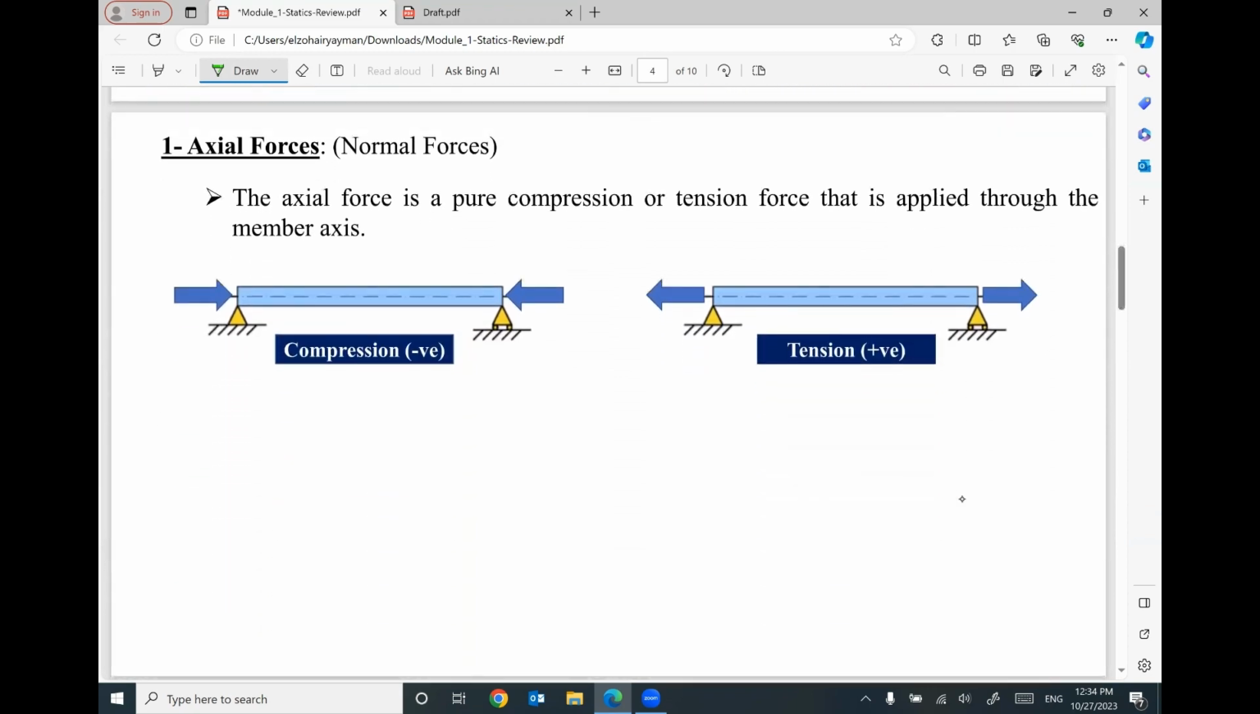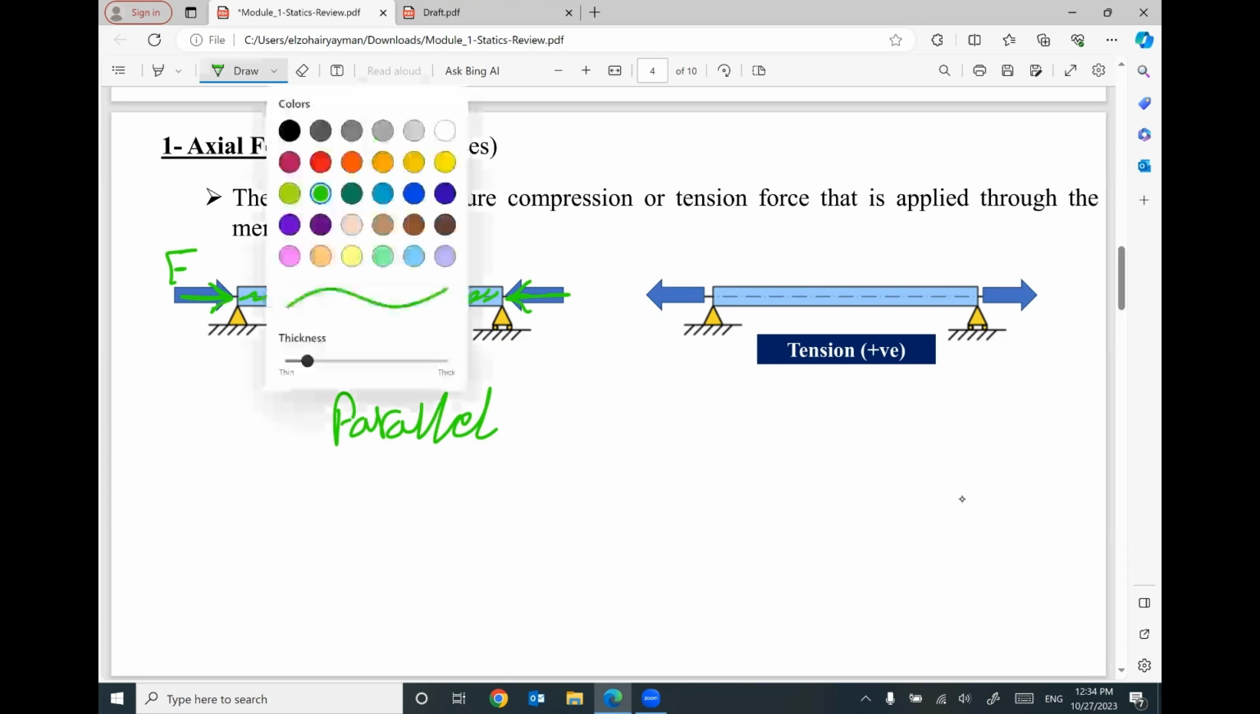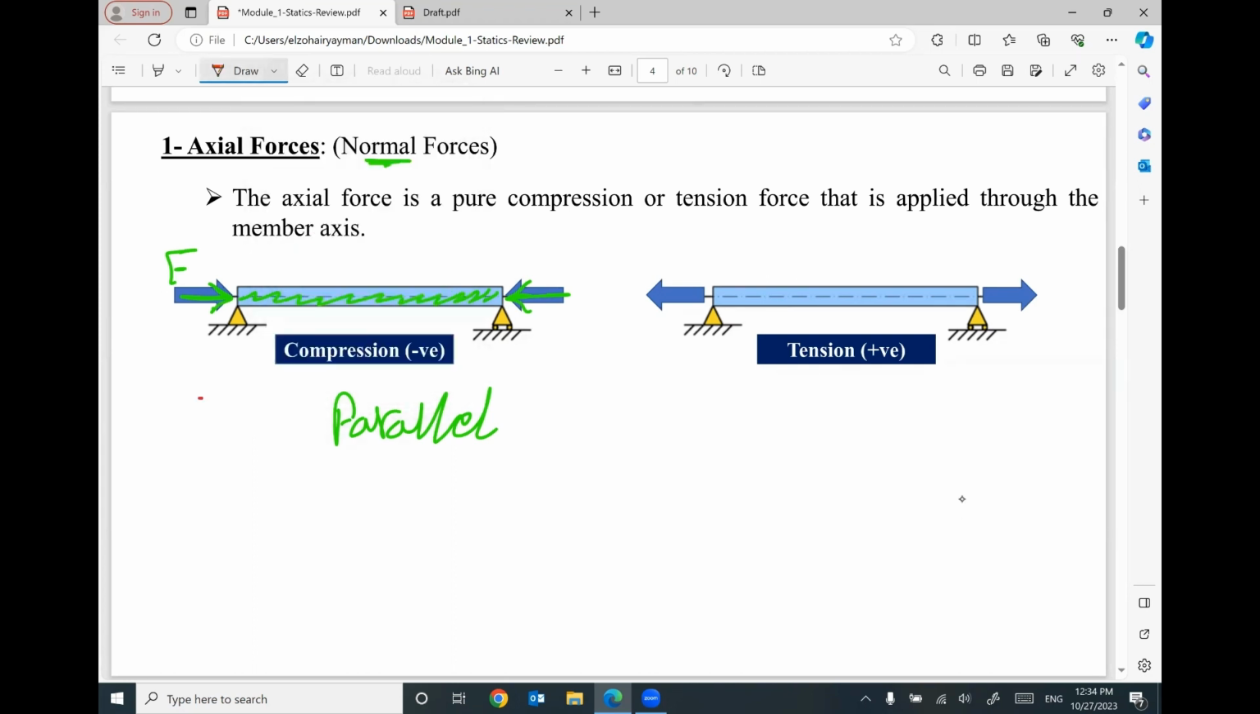Axial force, which is called sometimes normal force. If you have a force and this force F is parallel to the beam, here is your beam. Your beam is horizontal and your force is parallel to this beam. That means this force will create axial force.